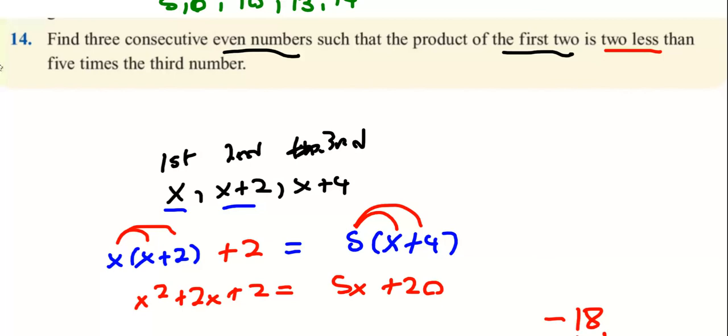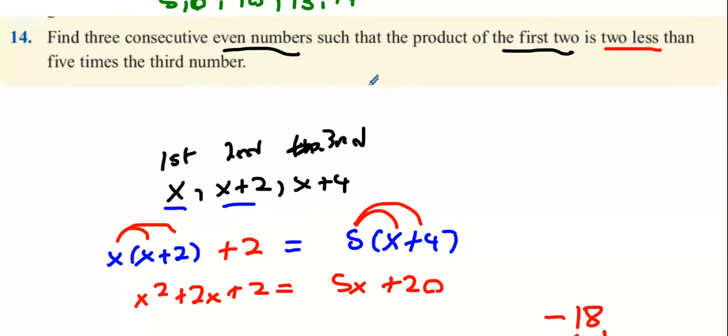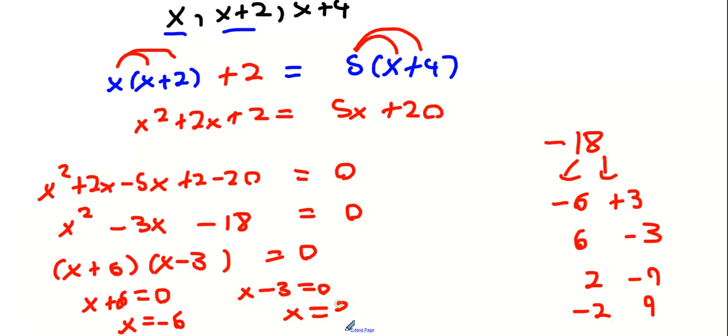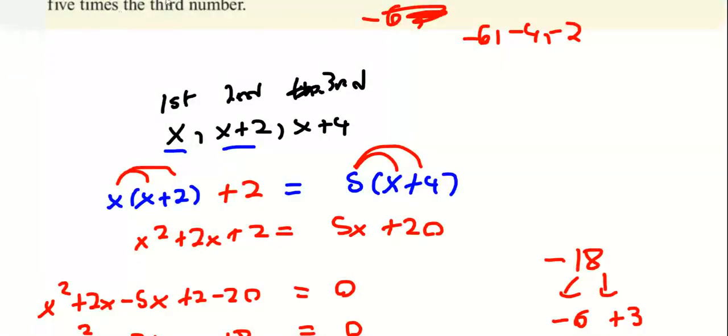Now, do these have to be 3 consecutive even numbers? 3 consecutive even numbers means it could have also been negative. It could have been minus 6, minus 4, and minus 2, because I think we might get a minus answer here actually. We're about to get x plus 6 equals 0, and x equals minus 6, and x minus 3 equals 0, x equals 3. Well look, x equals 3 is not an even number, so that's gone. So we're going to test out minus 6. If minus 6 was my answer, that would mean that minus 6 is the smallest number. Minus 6 plus 2, minus 4, is the second number, and minus 6 plus 4 is minus 2. That's the third number.